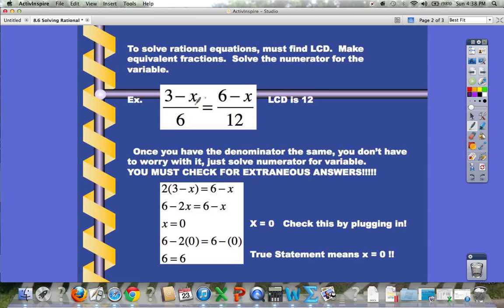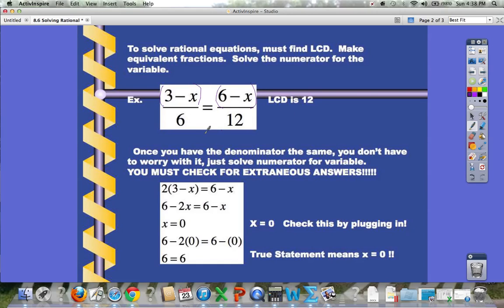All right, so looking at this, I have a 6 on the bottom and a 12 on the bottom. So my LCD is obviously 12. Now, when you have a very simple rational equation here, you can cross multiply and solve. It's where you have the more complicated ones, where there's more than one thing going on, that you can't. So this one would be one where you could cross multiply because this is just simply a proportion.